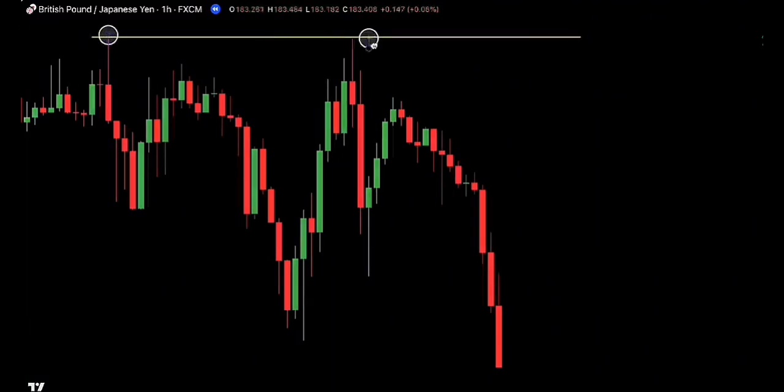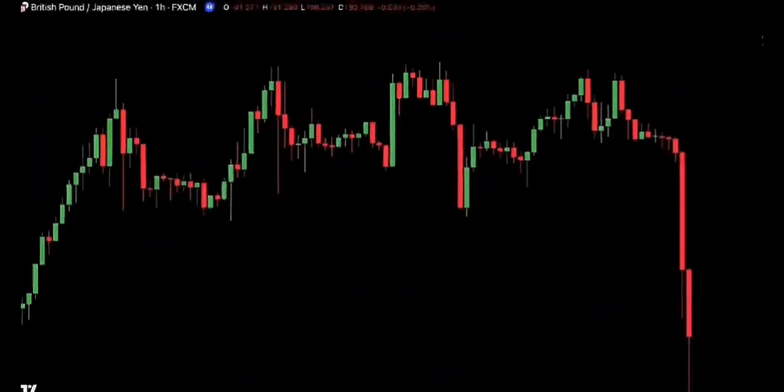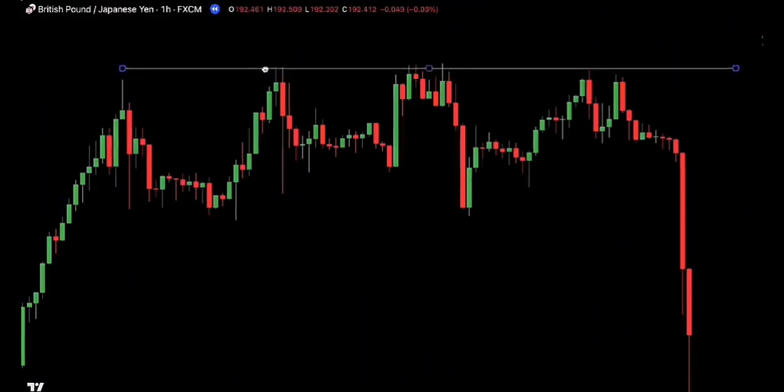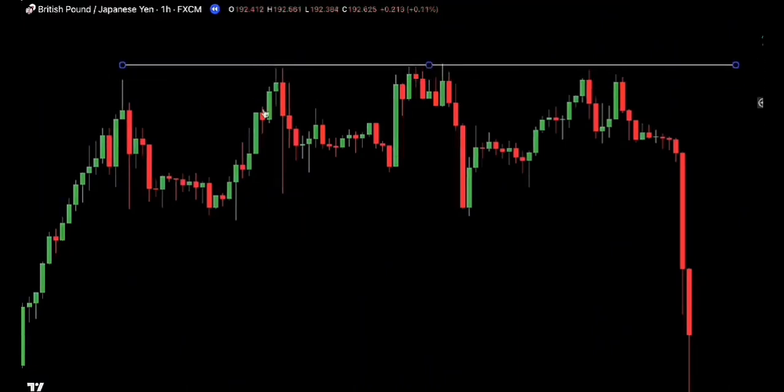reversal points align perfectly. However, in most cases, price doesn't react to a single exact level. It moves within a zone rather than a fixed point. Take a look at this example. As you can see at this level, price does not react to just one precise price point.